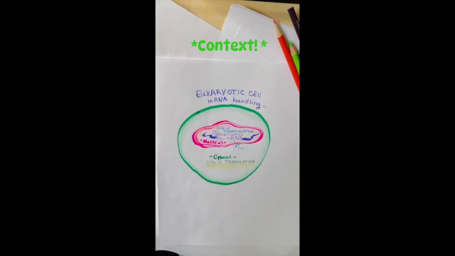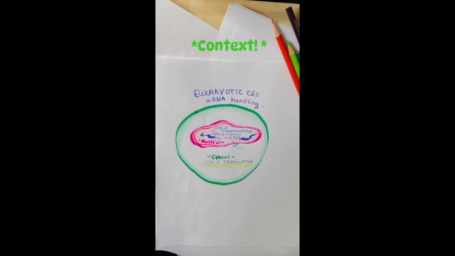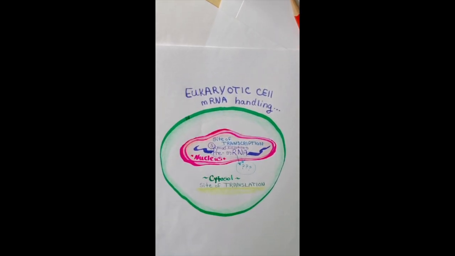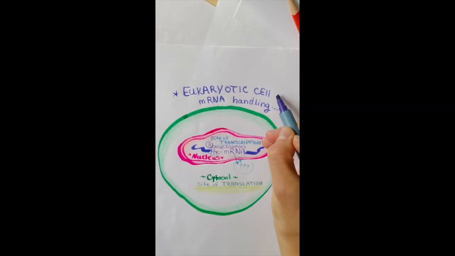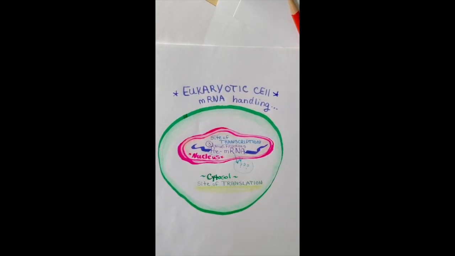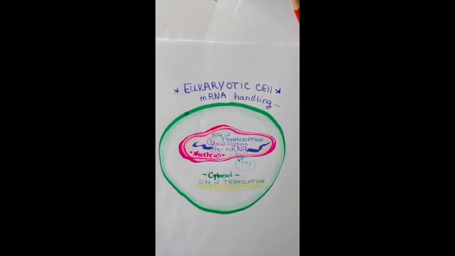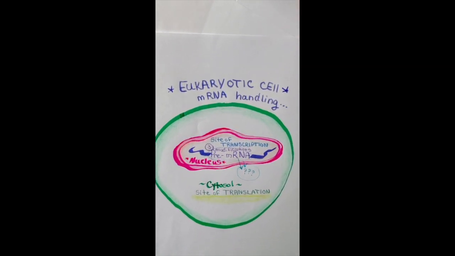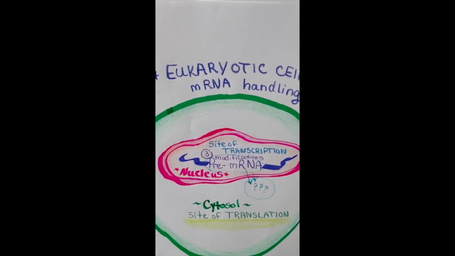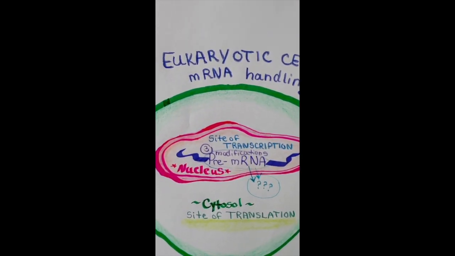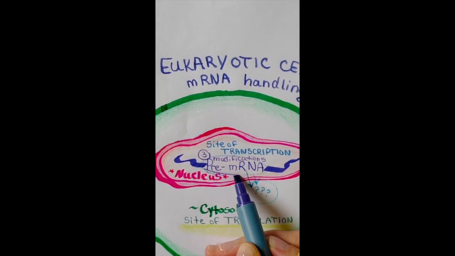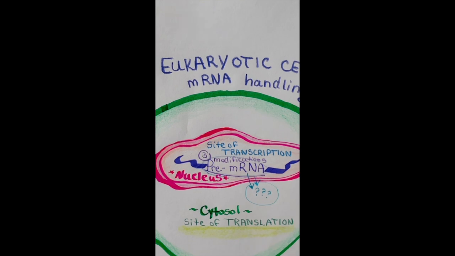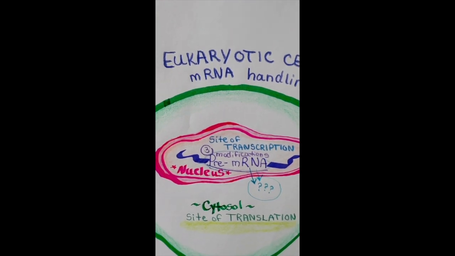Thank you for watching. Let's discuss context. We are going to be looking at a process which is occurring inside of a eukaryotic cell, inside of the nucleus, after transcription but before translation. There are a number of important differences between the mRNA handling of a eukaryotic versus a prokaryotic cell, and this video is just going to be discussing the 3 modifications required for an mRNA before that mRNA can exit the nucleus and be involved in translation.